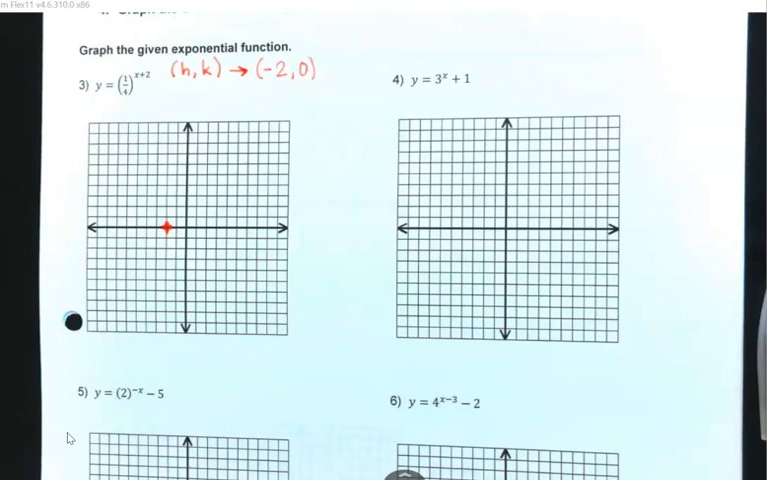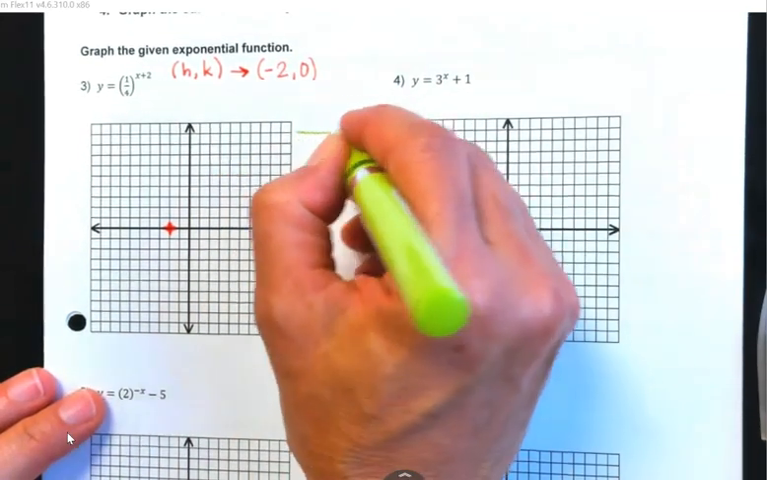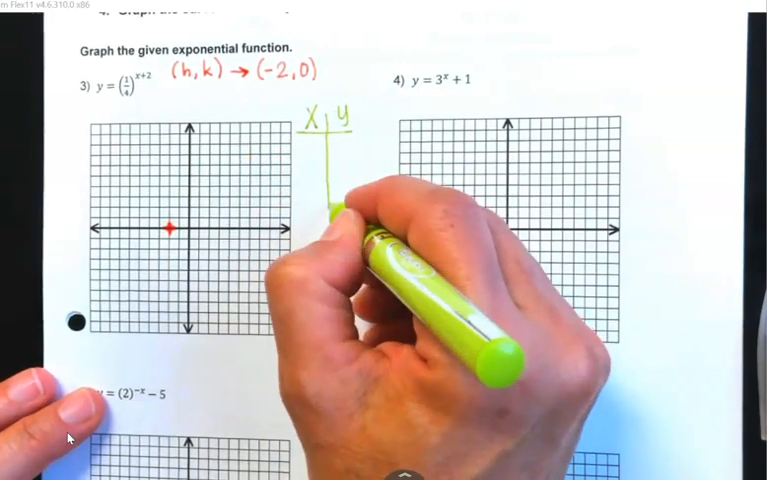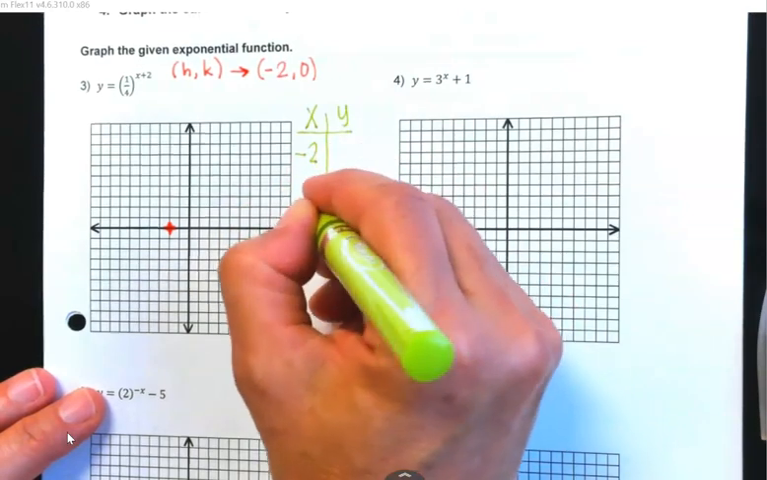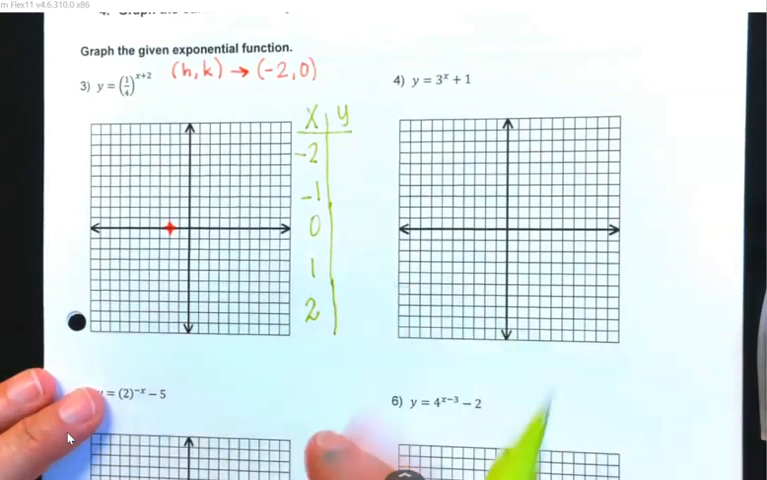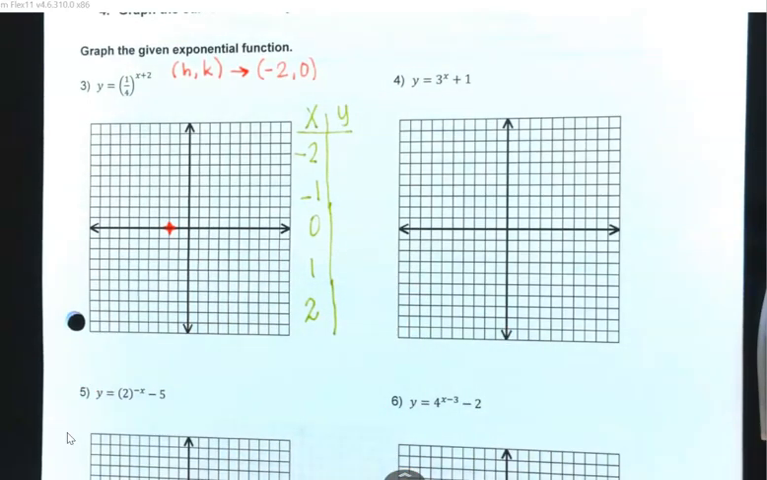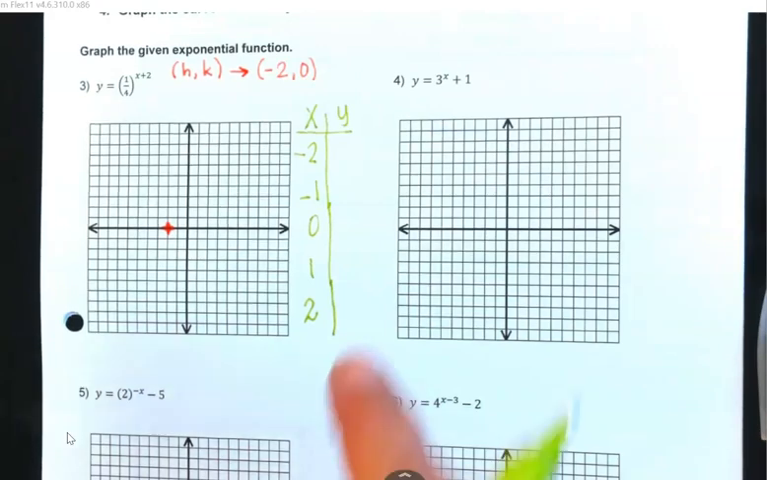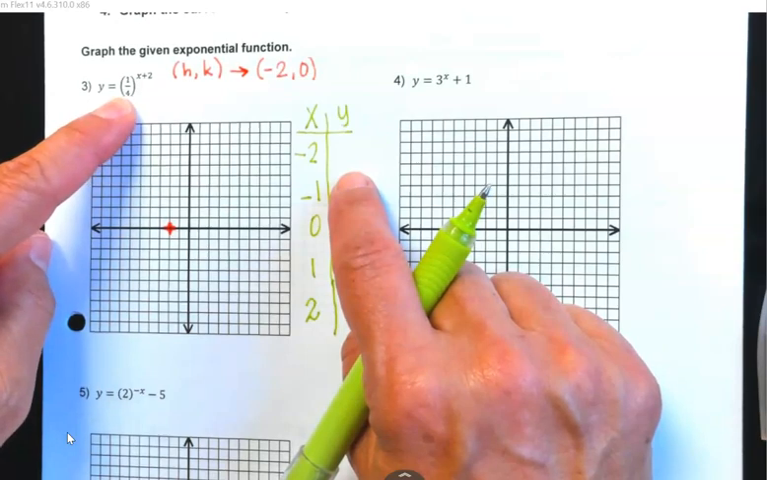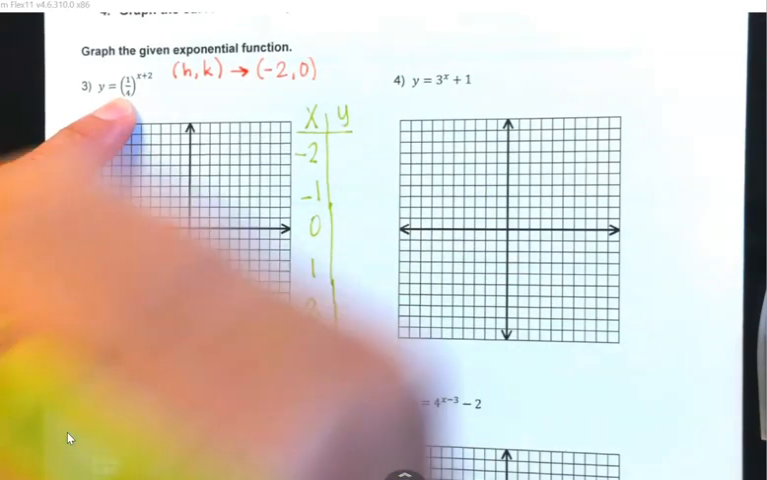Once you plot HK, you have addressed the transformations. Everything else is exactly the same. We're going to draw a T-chart. We are still going to use the same numbers, still -2, -1, 0, 1, 2. All right, so this 1/4 raised to the -2, it's in the wrong spot, so the whole thing's going to get flipped upside down.